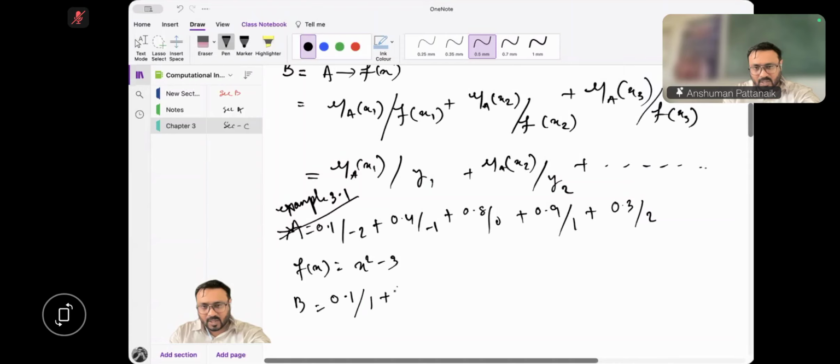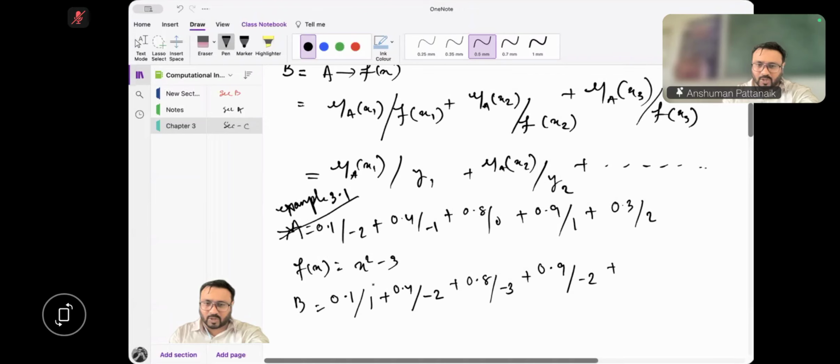Plus 0.4 slash minus 1. Put minus 1 over here. Minus 1 square will be 1. 1 minus 3 will be minus 2. Plus 0.8 open 0. So if I put this as 0, this will be minus 3. So 0.8 open minus 3 plus 0.9, and this is 1. 1 square is 1. 1 minus 3 is minus 2. So 0.9 minus 2 plus 0.3, this is 2.